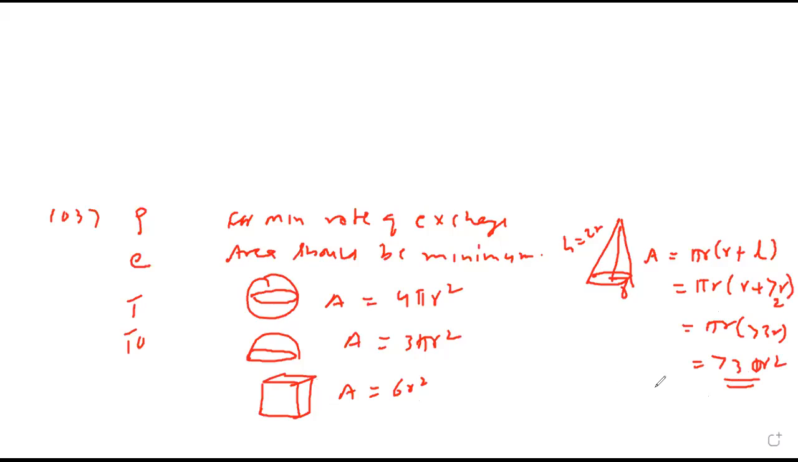Then its surface area appears to be this one. This is approximately 12.9, which is greater than 9 r square. So this is this. Yes, sir. So object C will have minimum area, therefore it will give minimum exchange.